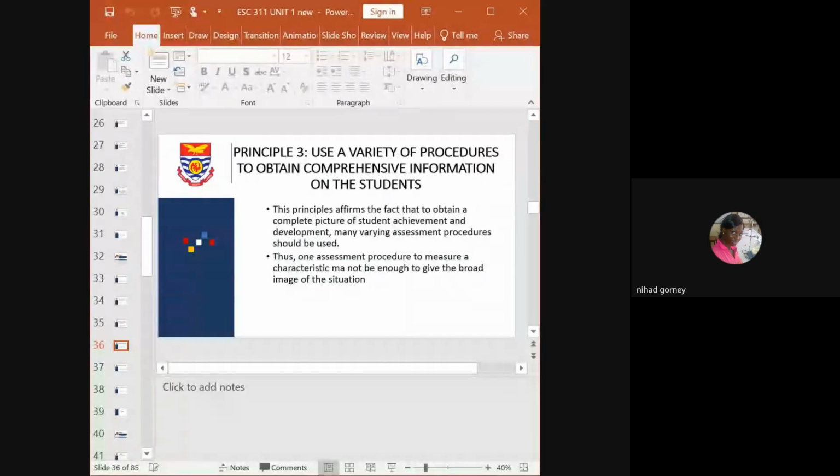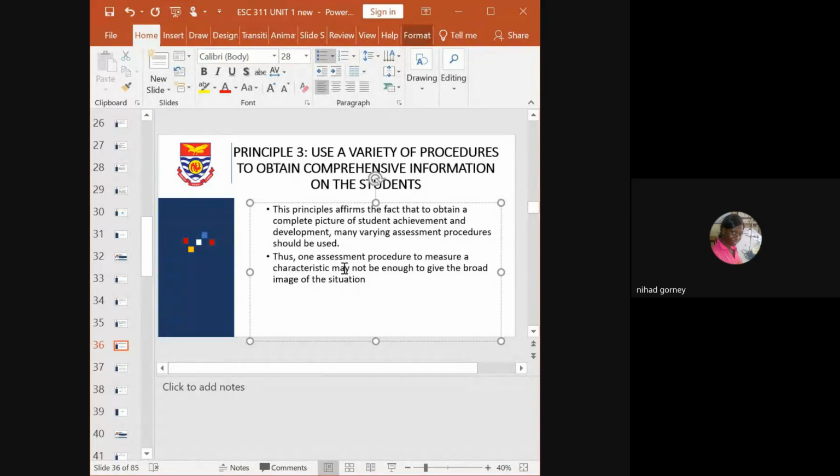So this principle affirms the fact that to obtain a complete picture of a student's achievement and development, varying assessment procedures should be used. That means that one assessment procedure to measure a characteristic may not be enough to give you a broad image about the situation that is happening.